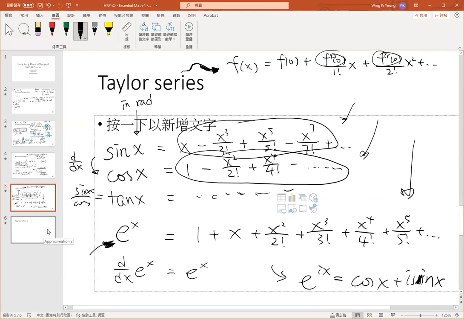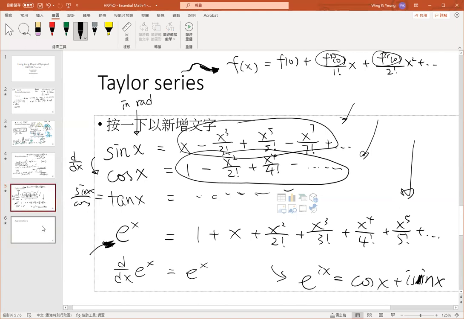Which one? What do you mean by RHS equal to? Yeah, they all equal to each other. They all equal to each other, if you get the sum of the infinite terms. Okay.